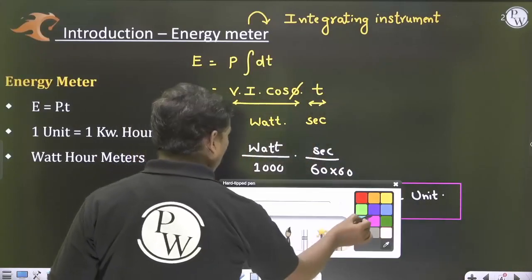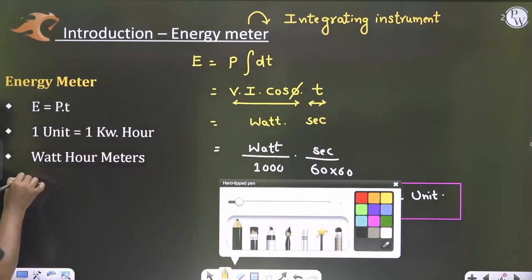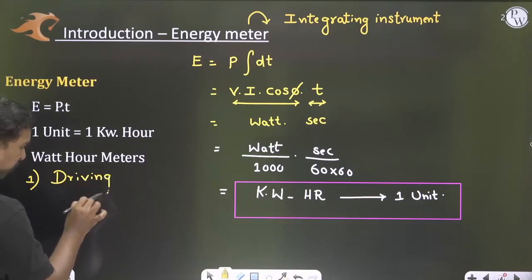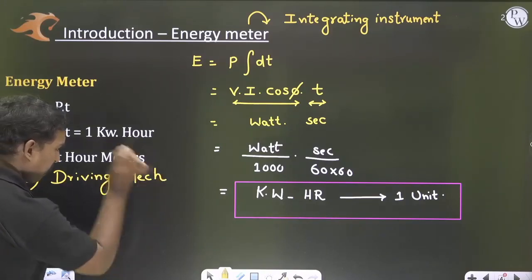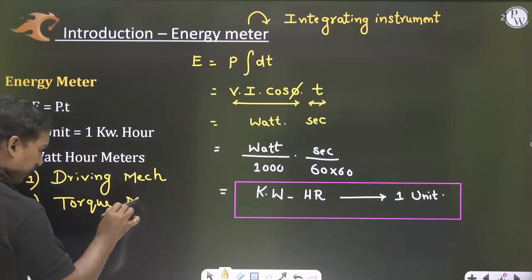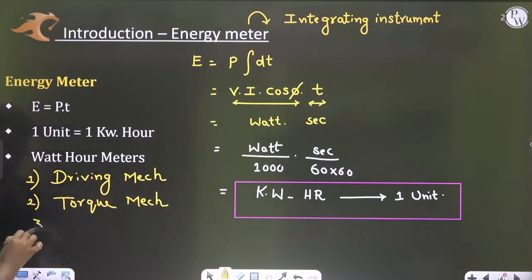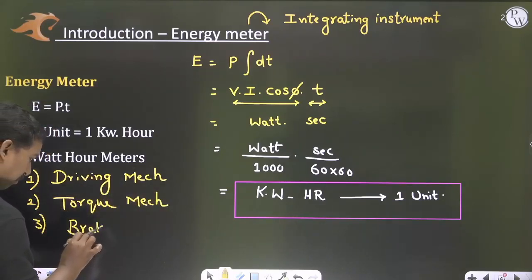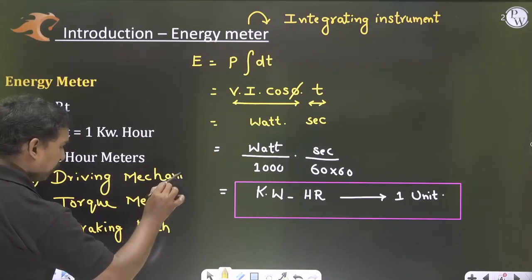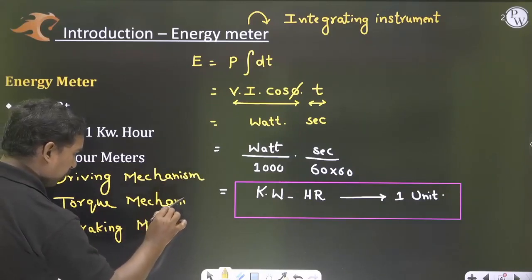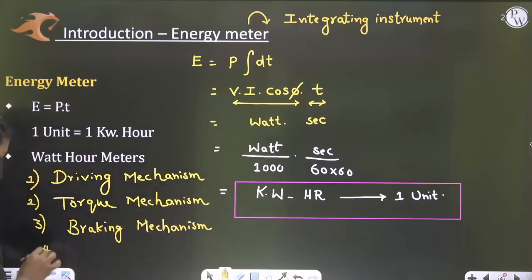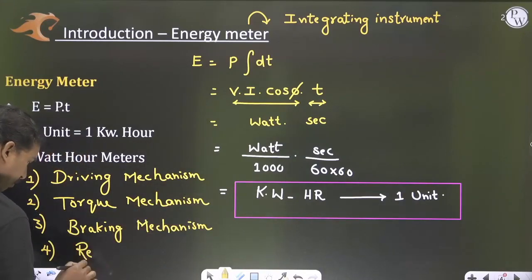What are the four mechanisms involved? Let me write here. The first one, we are having the driving mechanism. Second one, the torque mechanism. The third one, the braking mechanism. And the last one, recording.